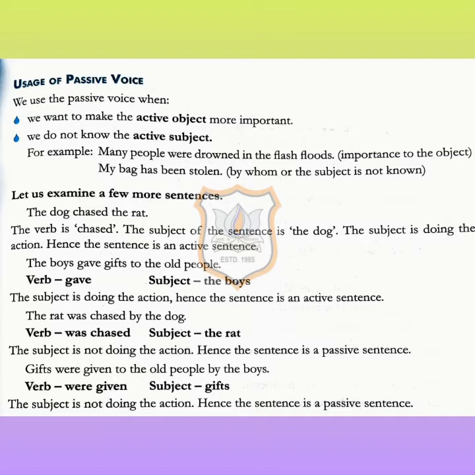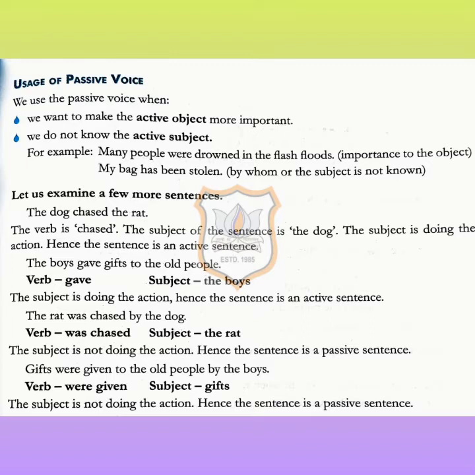Next, the boys gave gifts to the old people. So here you can see the verb is gave and the subject is the boys. The subject is doing the action, hence the sentence is an active sentence. The rat was chased by the dog. So here you can see the verb is was chased and the subject is the rat. Here the subject is not at all doing the action, so the sentence is a passive sentence.